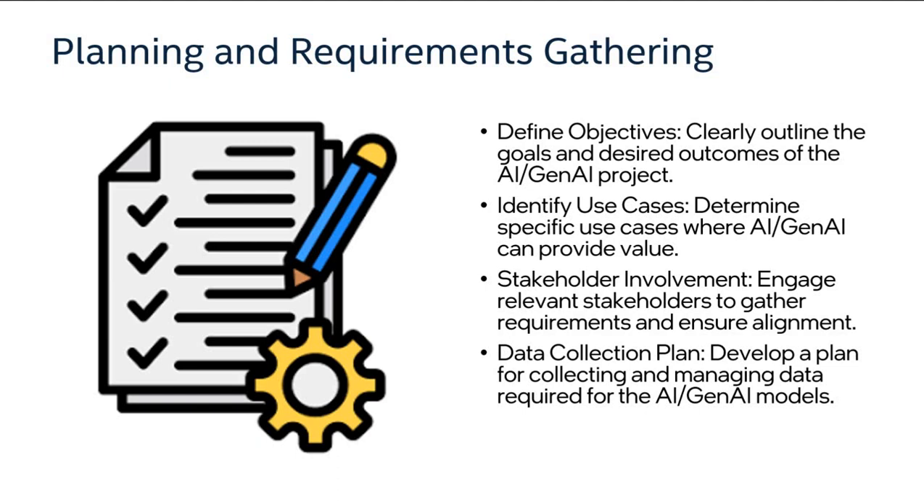We have to clearly outline the goals and the desired outcomes of the GenAI project. We have to establish very clear and measurable goals for what the GenAI project aims to achieve. And most importantly, we have to identify the business problems or the opportunities that the project is going to address. We have to align the project objectives with overall business strategy and priorities, and we should also set realistic timelines and milestones for the project completion. And we should understand what the KPIs, key performance indicators, are to measure success.